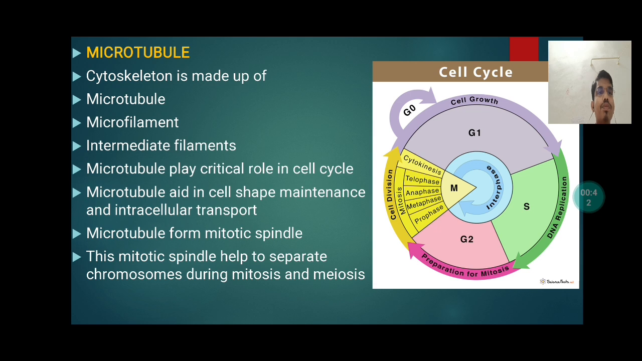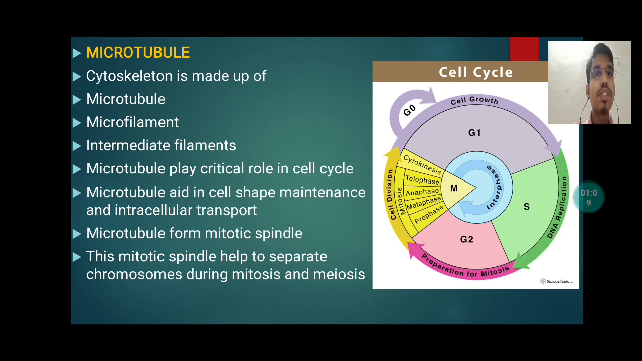Okay, so first let's move toward the microtubule. Basically, what is the microtubule? The cytoskeleton is made up of three components: microtubule, microfilament, and intermediate filament. The cytoskeleton helps in maintaining the cell shape, and the microtubule, which is made up of a protein called tubulin, helps in the formation of the spindle apparatus during metaphase.